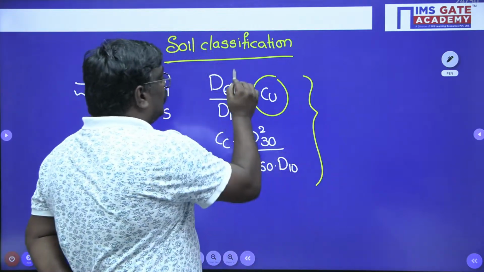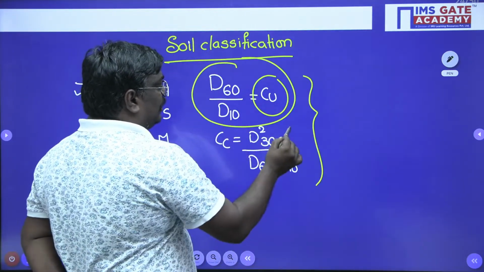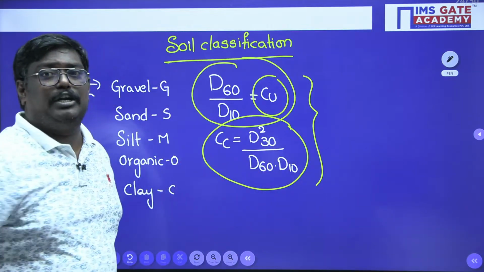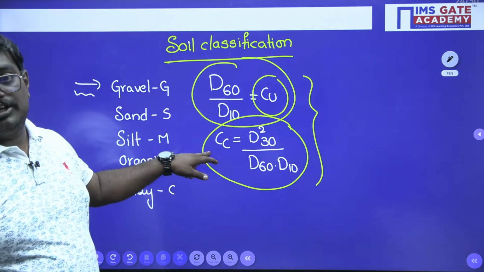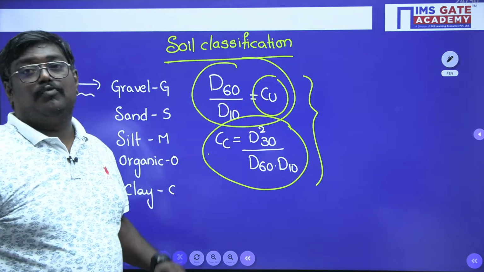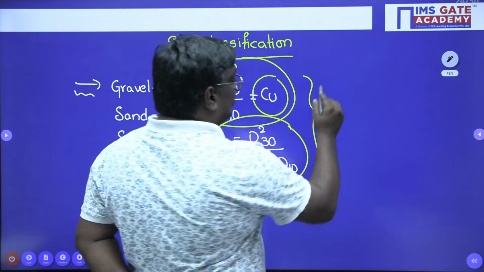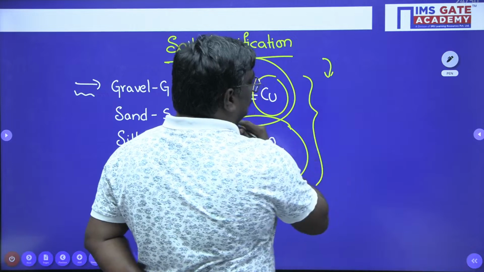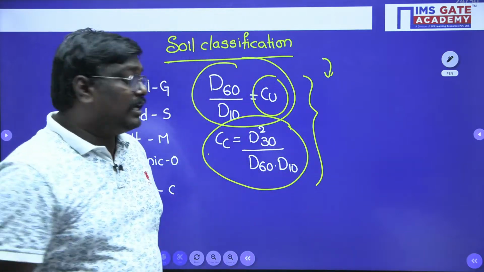And see, here you are having CU is D60 upon D10 and CC is D30 square upon D60 into D10. One is the coefficient of curvature and CU is what? Coefficient of uniformity.